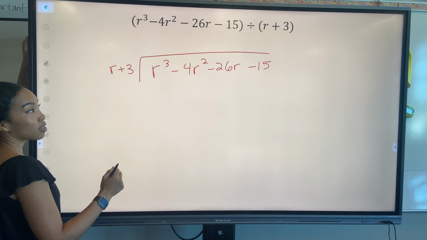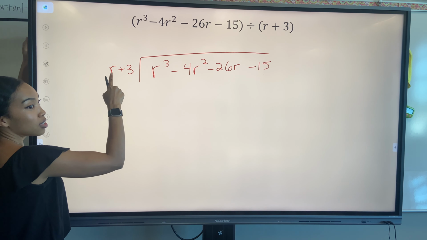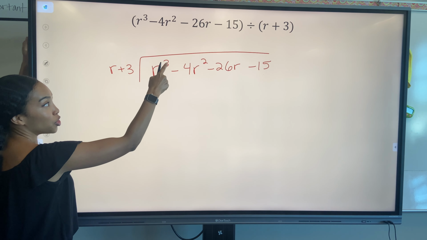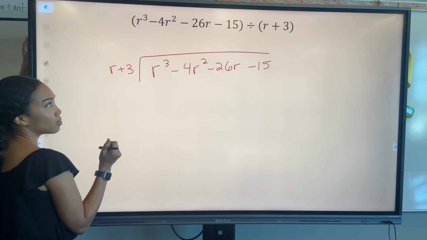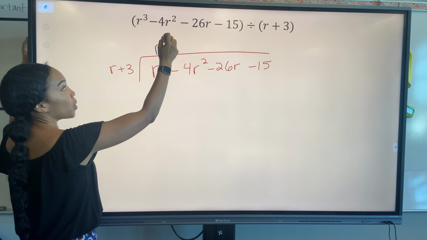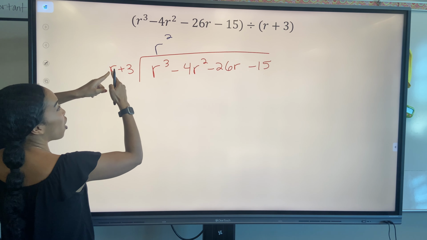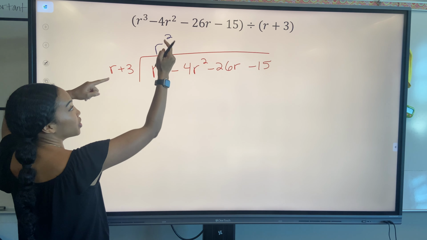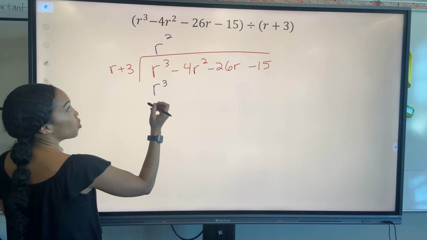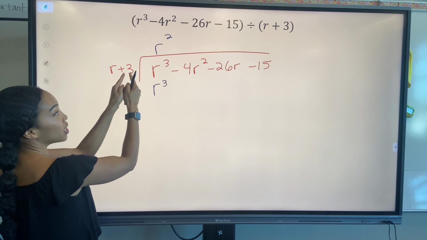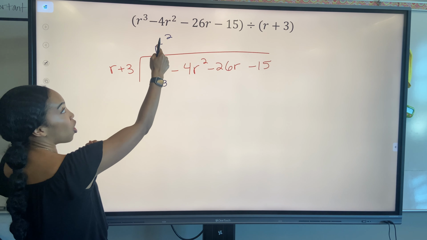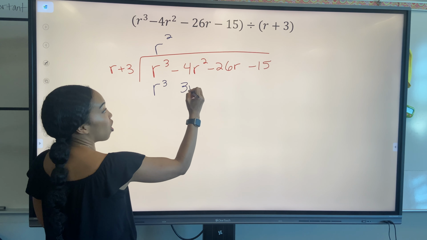All right, look. R times what is R cubed? R squared. I said R. From here, we're going to multiply. R times R squared is R cubed. We're also going to multiply it by the 3. 3 times R squared is 3R squared.